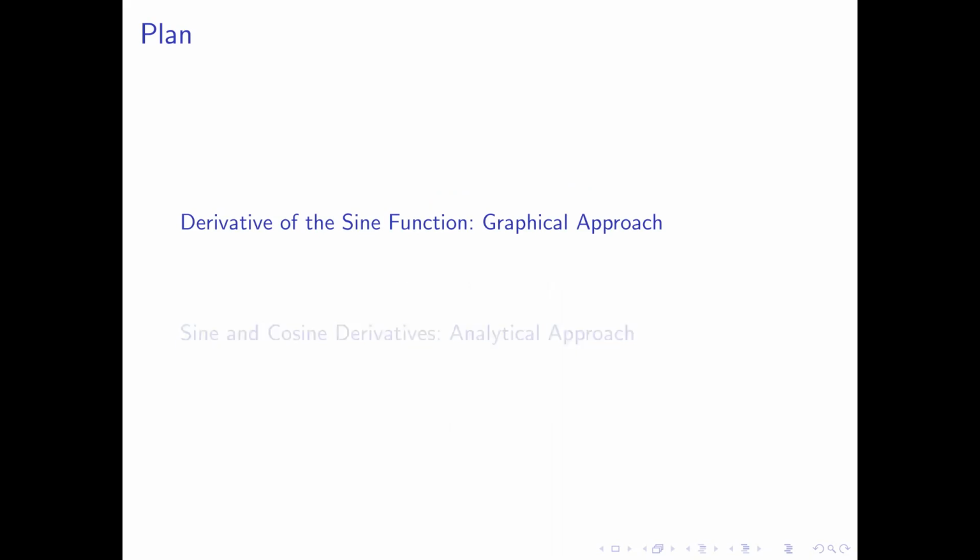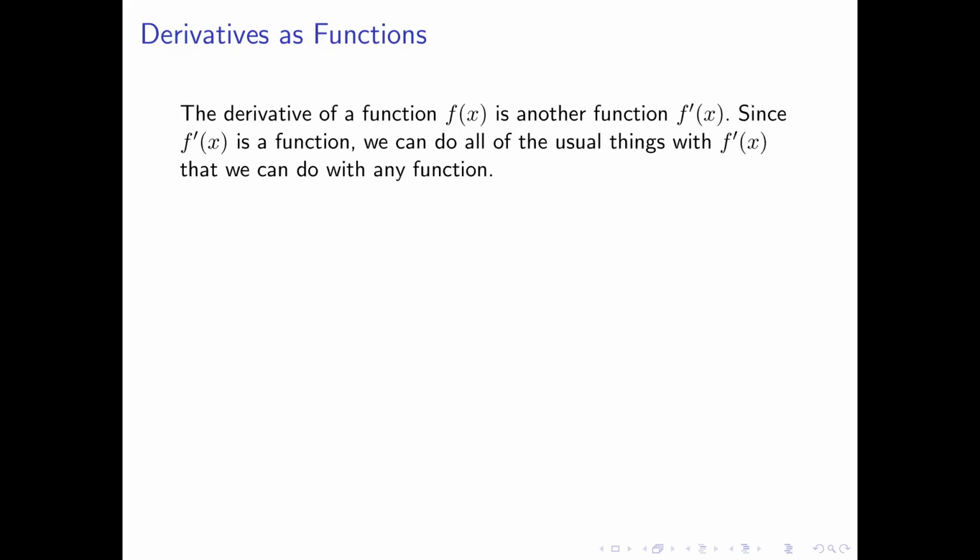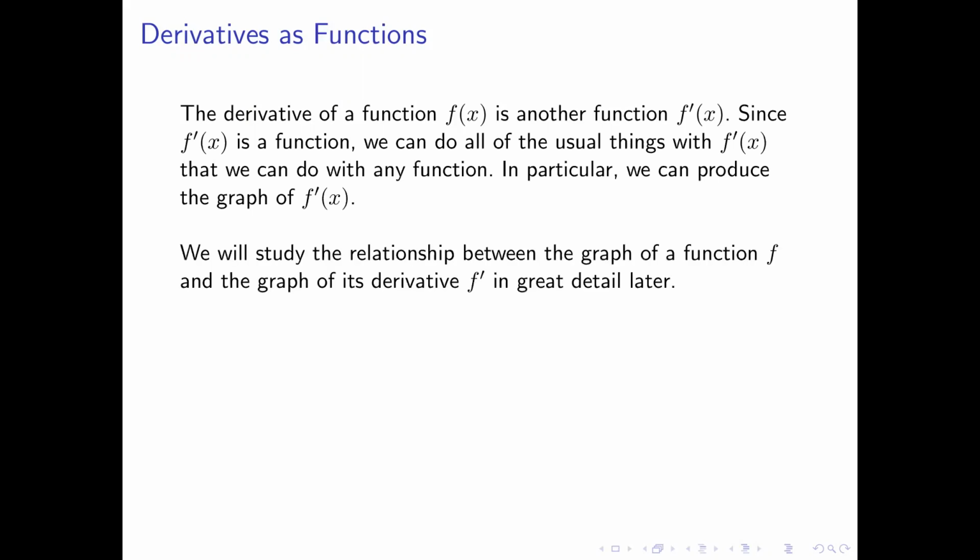Let's start by looking at how we can determine the derivative of the sine function by using a graphical approach. The key thing to remember here is that derivatives are functions. So if you have a function f of x, its derivative, call it f prime of x, is another function. And since f prime of x is also a function of x, we can do all the things we would normally do with a function using f prime of x. In particular, we can draw the graph of f prime of x.